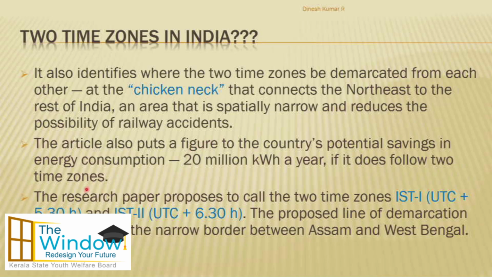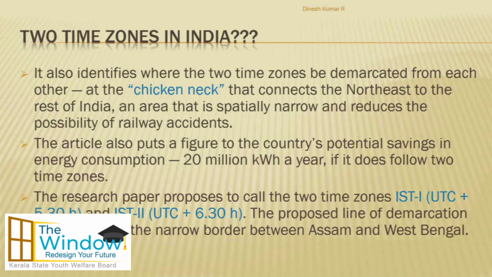And what are the 2 different time zones they have recommended? They have published a research paper, and according to that research paper, the 2 time zones are: one is IST 1, that is Indian Standard Time Zone 1, which is UTC plus 5 hours 30 minutes ahead. The second time zone is 6 hours 30 minutes ahead. Now what is this 5 hour 30 and 6 hour 30? It is that much time ahead of Greenwich Mean Time, or to be more accurate, UTC. UTC is a new term. I can say it is a replacement for Greenwich Mean Time. It is Coordinated Universal Time. That is UTC. It is more used nowadays.